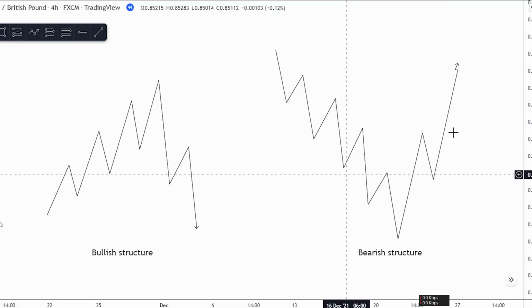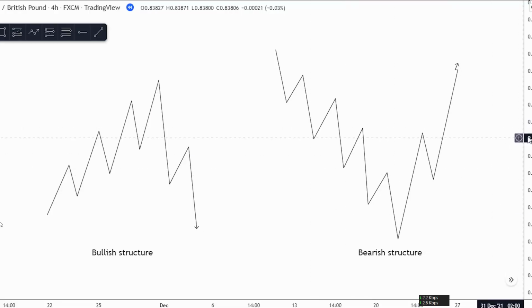In this video, we will discuss market structures. If you have not watched the basic video yet, please watch it first. So in the market, we have bullish structures and bearish structures.